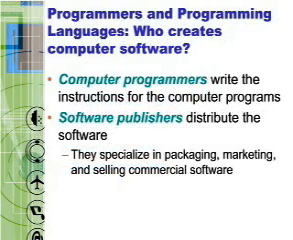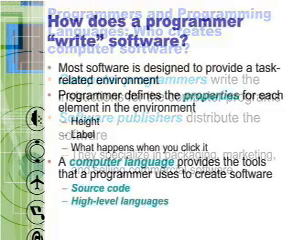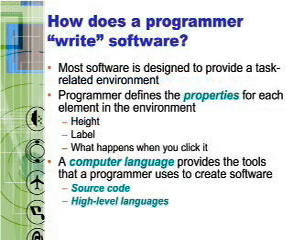Computer programmers write instructions for the computer programs that become the components of a computer software product. The finished software product is then distributed by programmers or by software publishers, companies that specialize in marketing and selling commercial software. A programming language provides the tools a programmer uses to create software and produce a lengthy list of instructions called source code, which defines the software environment in every detail: what it looks like, how the user enters commands, and how it manipulates data.